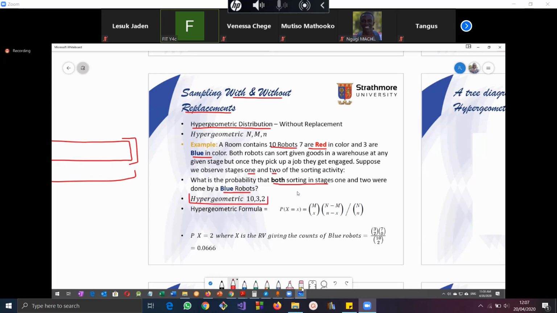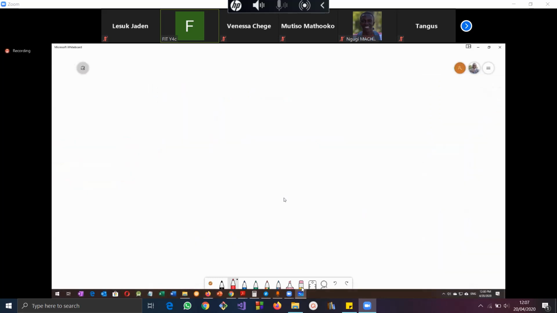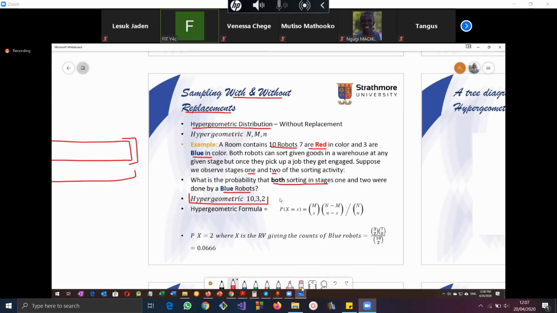So anytime you are picking balls from, let's say, a basket without replacement, you can actually compute the probabilities without drawing a tree. That was a hypergeometric distribution. This is how it's defined, and this is the formula for the hypergeometric distribution. This is how it's normally done. So anytime you're doing things without replacement, there's a chance you will really run into the hypergeometric distribution.